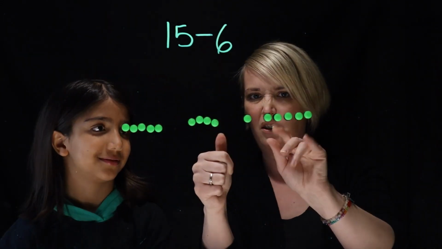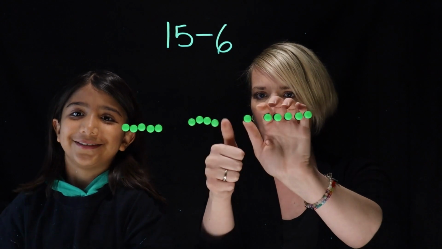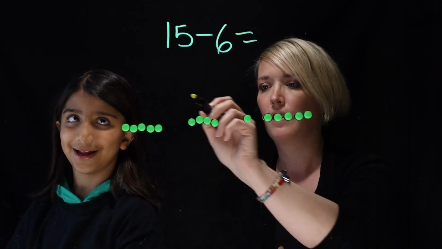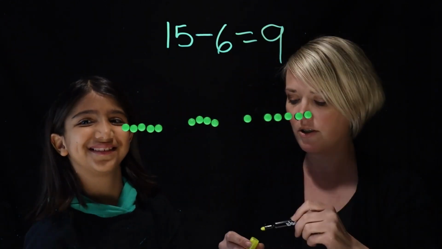Perfect. So we can actually count these things on our fingers too, right? Okay, so 15 minus 6 equals 9. Great job, Raha.